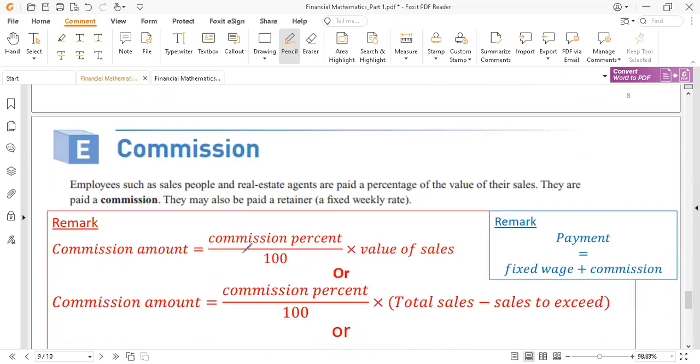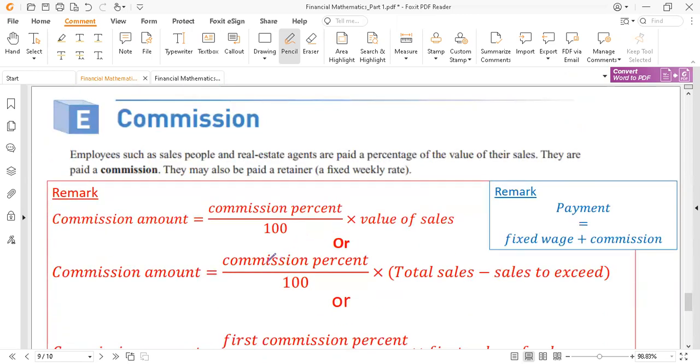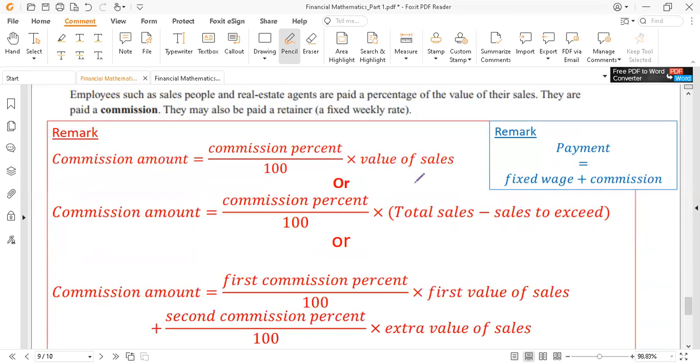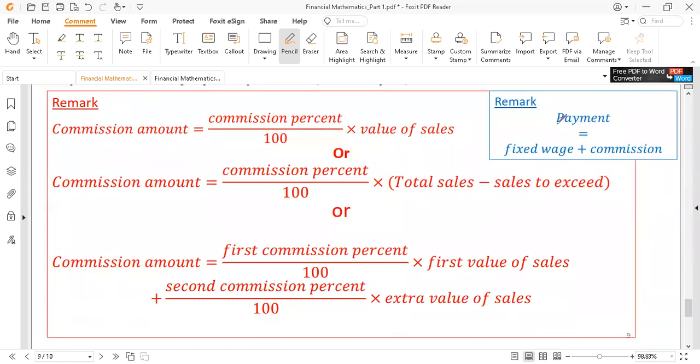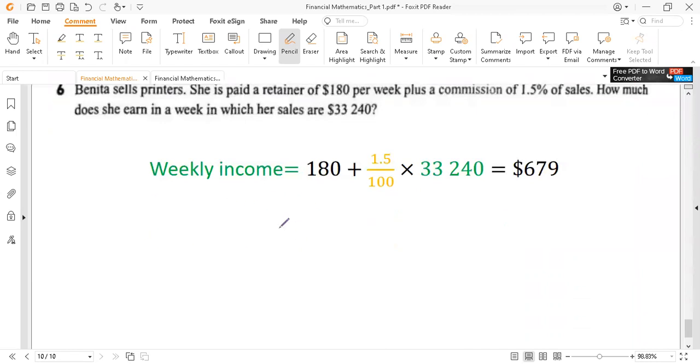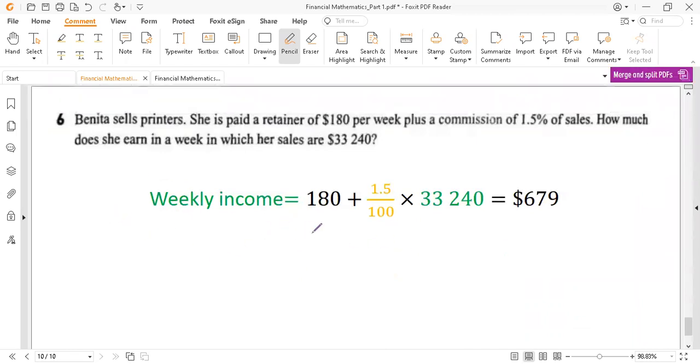So moving on to the commission. The commission is added to the retainer, the fixed weekly rate. Normally, we always evaluate first the commission amount and we add it to the fixed wage to obtain the whole payment, the total payment, or the weekly income.